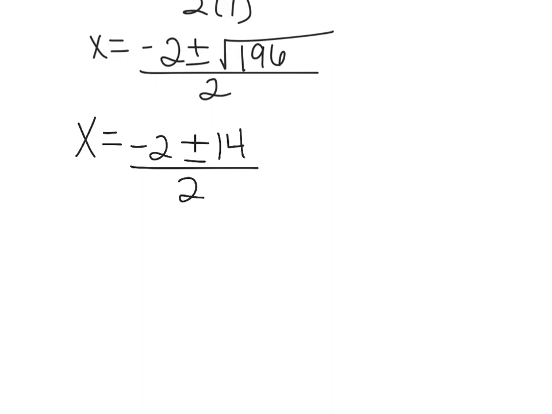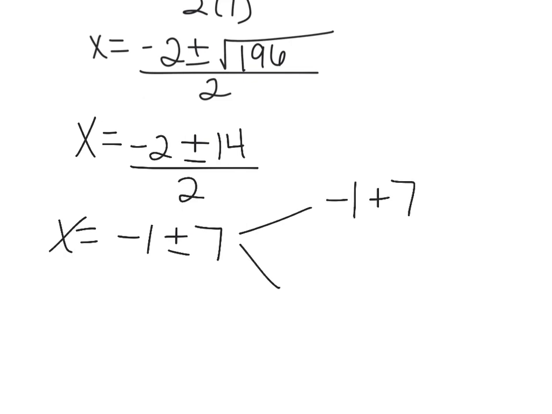I'm actually going to be consistent here and do what I did on the last two problems and divide 2 into both of those terms. So I have negative 1 plus or minus 7. Now, what do I do from there? I can simplify that further because I don't have a square root. So I'm going to separate the plus and the minus. So I have negative 1 plus 7 and negative 1 minus 7.